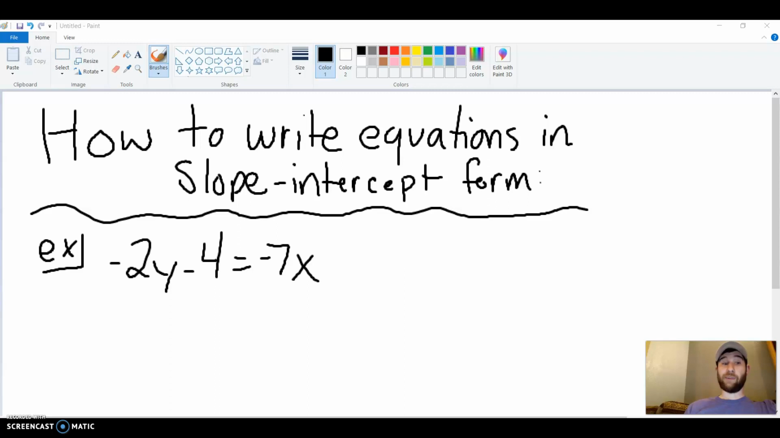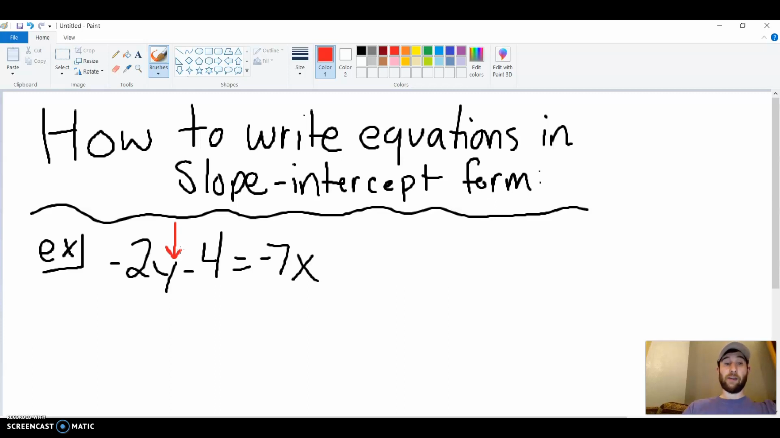Our first example is negative 2y minus 4 is equal to negative 7x. Now the thing to point out is that when we're solving for slope-intercept form, all we're really saying is that we're solving for y. And to solve for y means we just want that by itself on one side of the equation. So we're going to look at undoing the addition and subtraction. We're going to look at undoing the multiplication and division to get y by itself.